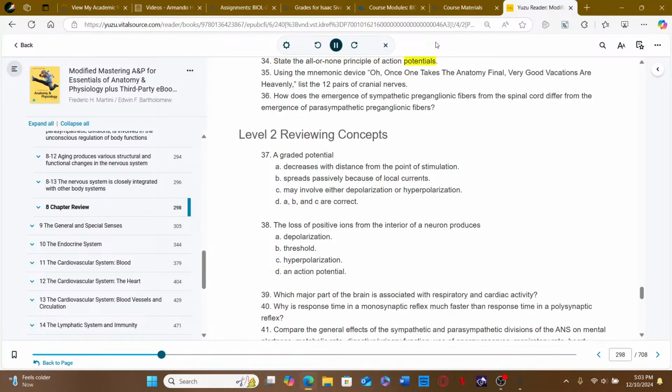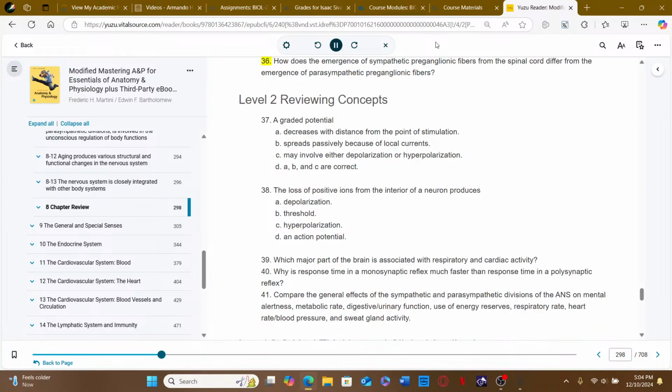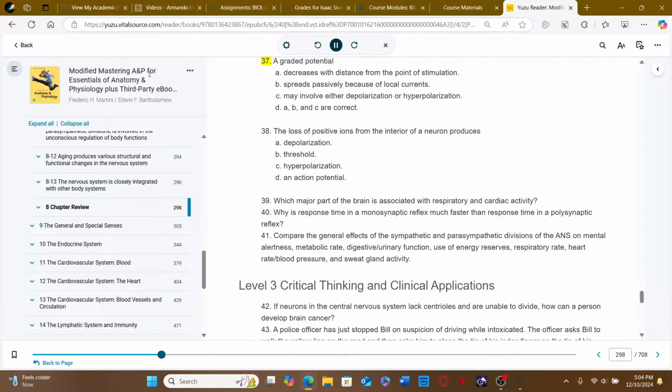34 State the all-or-none principle of action potentials. 35 Using the mnemonic device O, once one takes the anatomy final, very good vacations are heavenly. List the 12 pairs of cranial nerves. 36 How does the emergence of sympathetic preganglionic fibers from the spinal cord differ from the emergence of parasympathetic preganglionic fibers? Level 2 Reviewing Concepts.